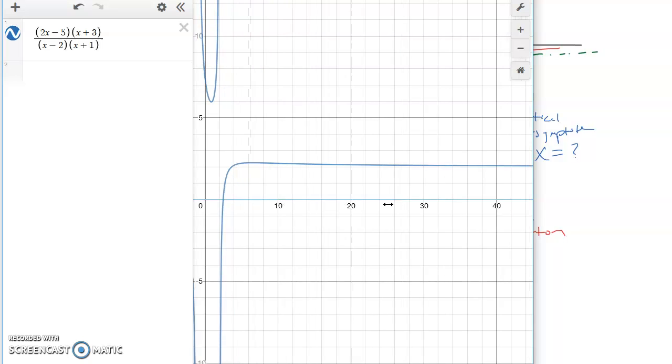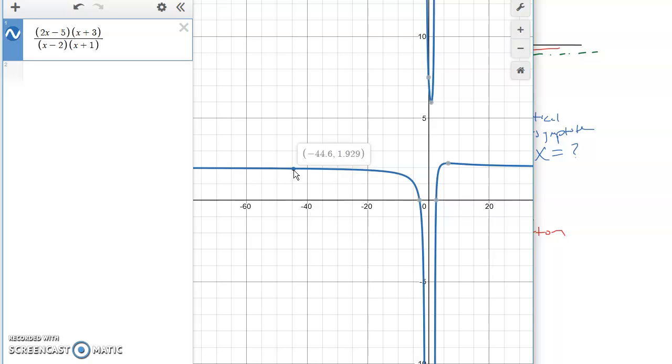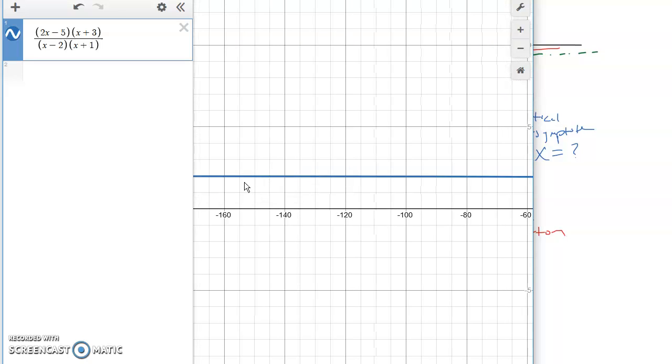Let me actually zoom this way in here. If you take a look, as I look at these y values, you see they're getting really, really close to 2, but they never actually touch 2. Same on the other side. As I go out, you can see this is right below 2, and it's going to get really close to it, but it's never going to actually touch 2.